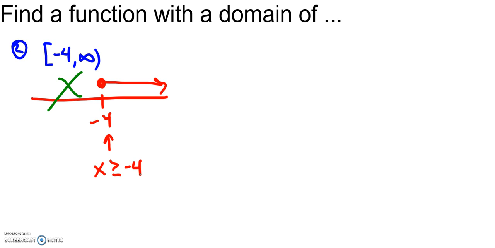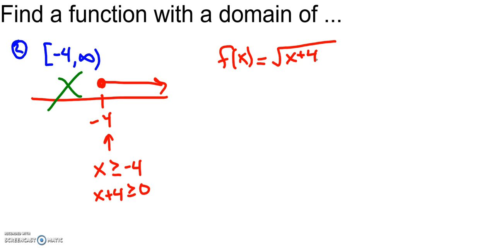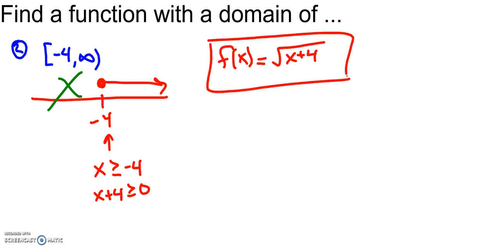And I want to go back to 0. So this becomes, if I add the 4 over, x plus 4 is greater than or equal to 0. Like I said, I know that for f of x, this comes from some sort of square root of x plus 4, and that'll get me the domain that I want. Now, I could do a 4th root, a 6th root, any of those roots. There's lots of options, and I could add other things into my function, but that's a very basic function that would have a domain of -4 to infinity, inclusive.